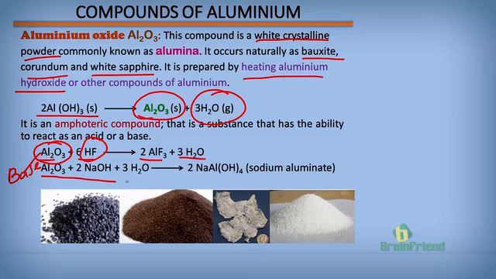But in this second reaction, aluminium oxide and sodium hydroxide, this sodium hydroxide is already a base. Here, aluminium oxide is reacting as what? An acid. And when it reacts with this base and water, it will give us sodium aluminate. Of course, sodium aluminate that we know, that we've talked about.